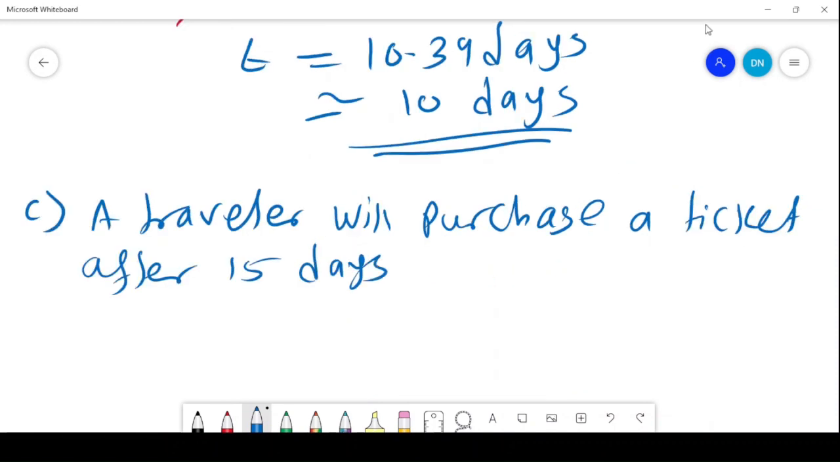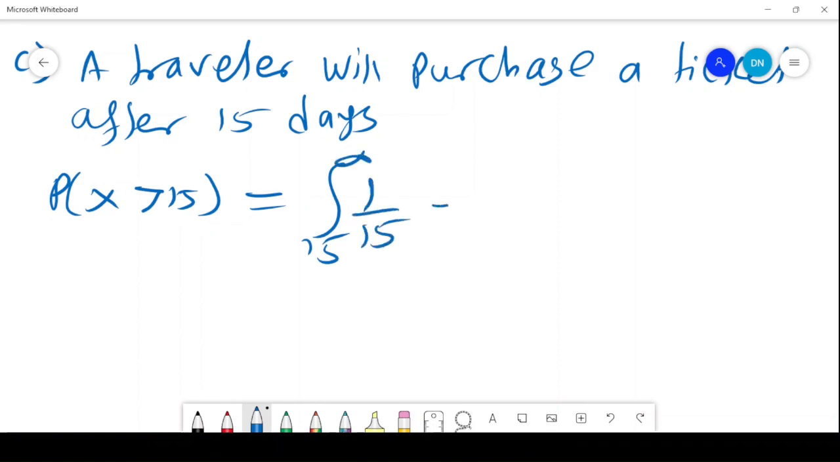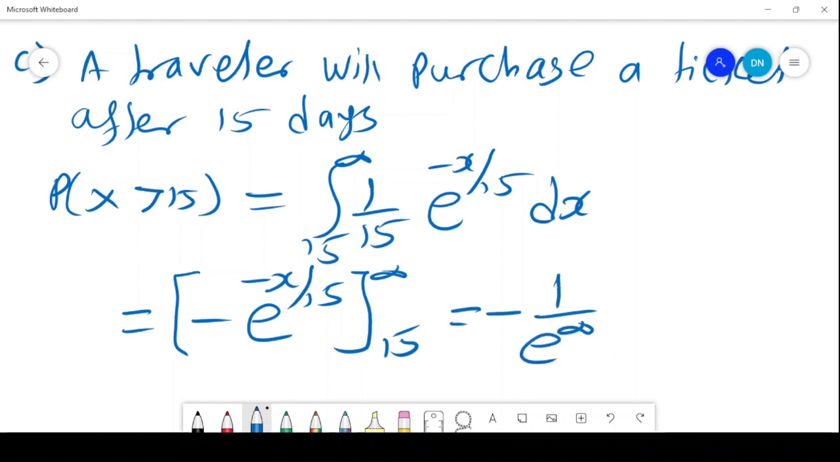Part C, what is the probability that a traveler will purchase a ticket after 15 days? We want to find the probability of x greater than 15, which will be equal to the integral from 15 to infinity of 1 over 15 e raised to minus x over 15 dx. And this will be equal to negative e raised to negative x over 15, from 15 to infinity. So it is e raised to power negative infinity plus e raised to power negative 1. And the answer will be e raised to power negative 1.